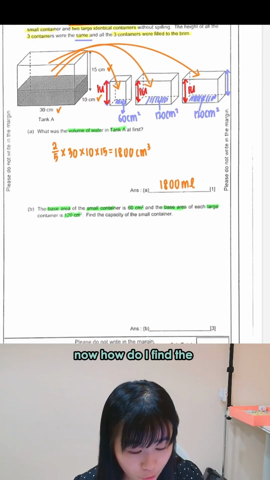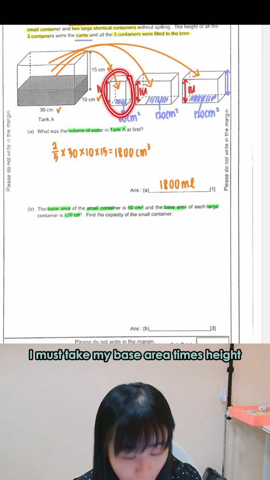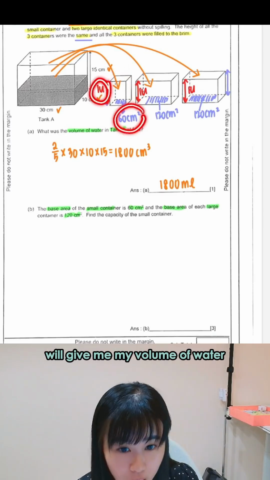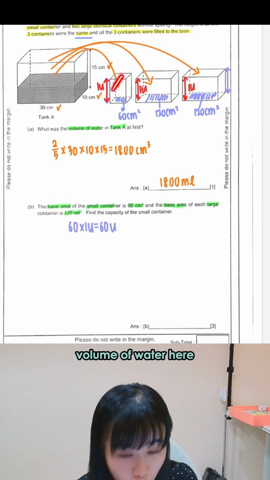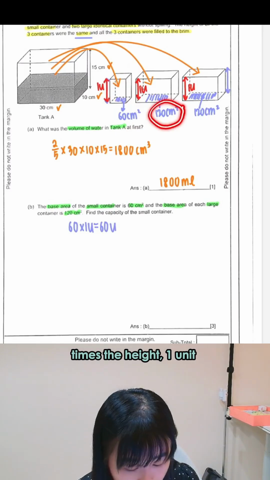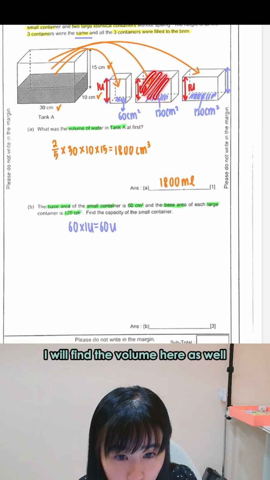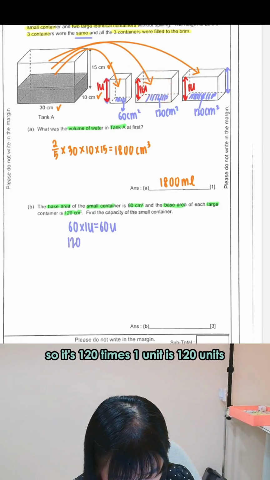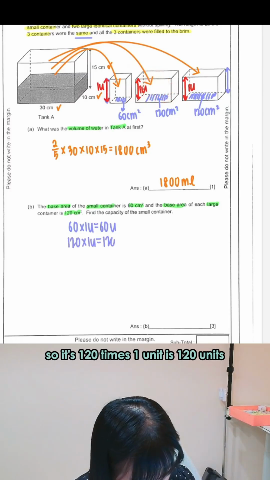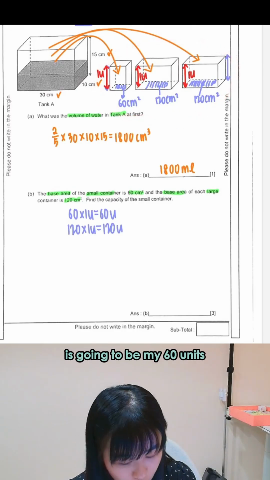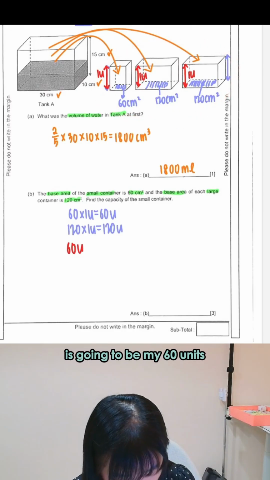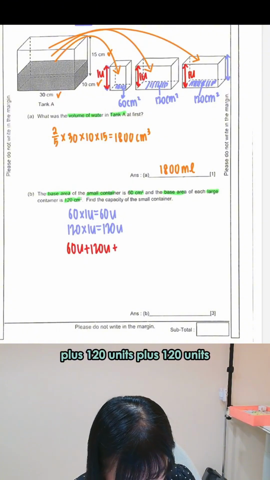Now, how do I find the volume of water in here? I must take my base area times height to give me my volume of water. So I will take 60 times 1 unit, 60 unit, that is the volume of water here. I will take base area 120 times the height 1 unit, I will find the volume here as well. So it's 120 times 1 unit is 120 unit. Now all the water here is going to be my 60 unit plus 120 unit plus 120 unit.